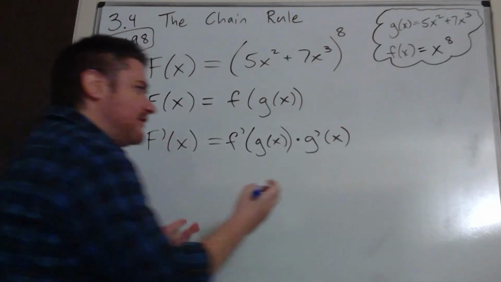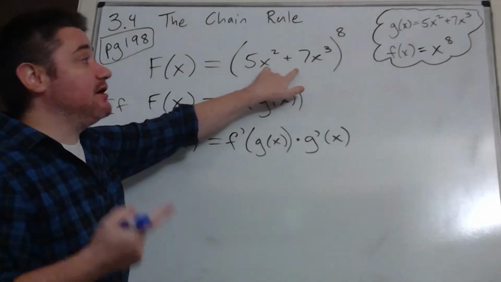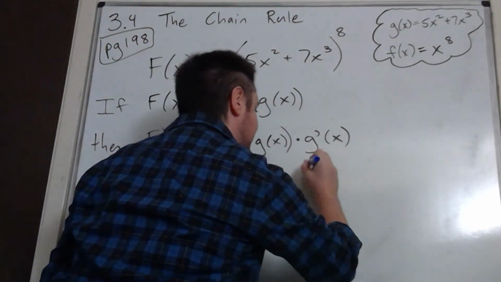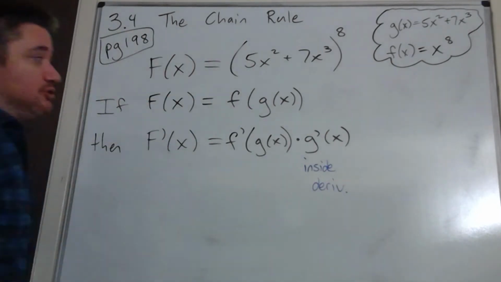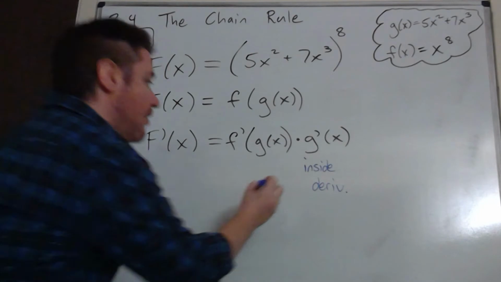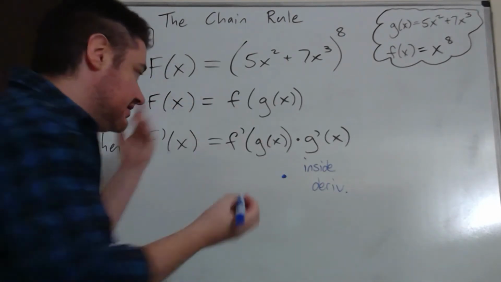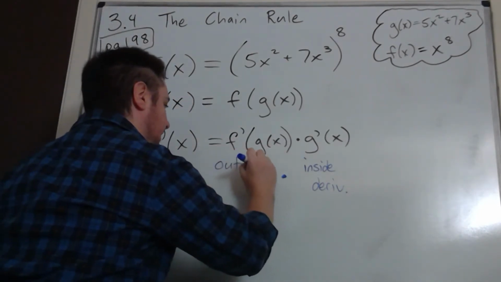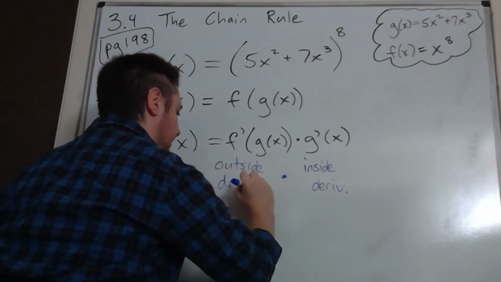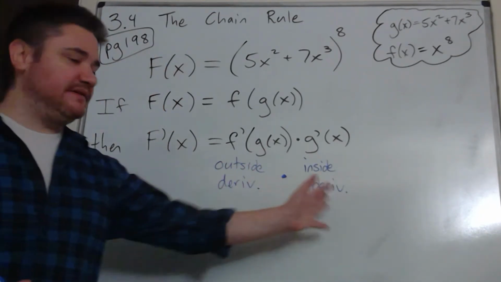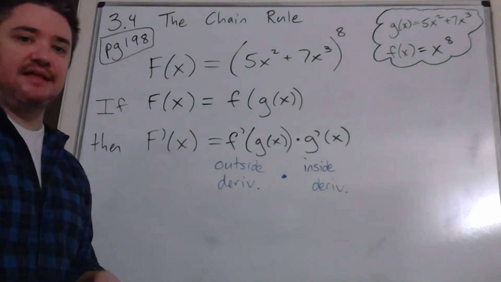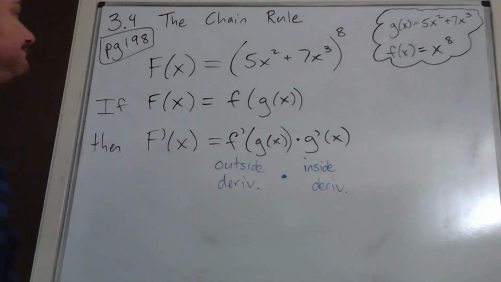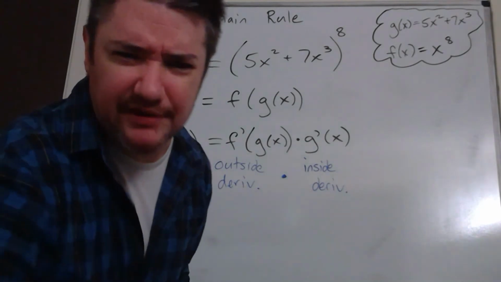And again, I use this phrase a lot. This thing was the inside function, I call that. And so g prime of x is the inside derivative, or I'll just say inside deriv. What are we multiplying that by? This is the outside derivative. And that's it. So you've got an outside derivative times an inside derivative. Probably don't see that language in the book, but to me it's intuitive. I like those phrases, so I use them a lot. Okay, there we go. That's one set of notation for this.